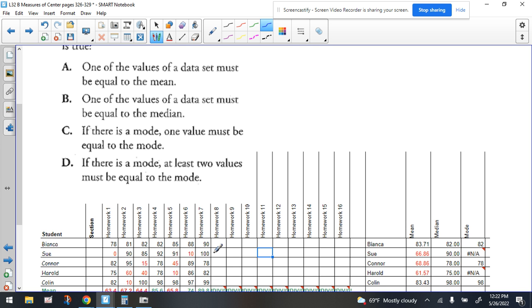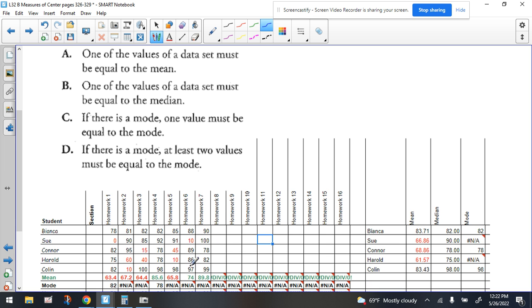But what if there's an even number of values? Remember, we would take the two numbers in the middle and average them together. We don't have a good example of that here because we have an odd number of values rather than an even number. So it might be a good idea to ask, what if I threw in one more data point? Let's say Bianca got 100 as her last homework grade. If we put these in order from least to greatest, what would the two numbers in the middle be? We might have to come back to B.